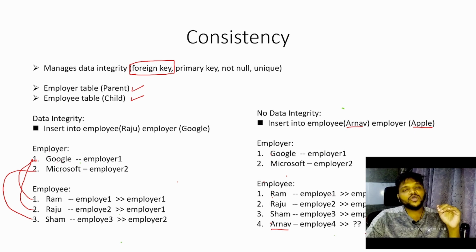But who is the employer for this? So what would happen? Let's say someone fires a select query and says, give me all the employees and their corresponding employers. Ram, Raju, Shyam, I have all the employers. What am I going to do with Arnav? There is no employer associated with Arnav because there is no entry present in the employer table. This happened, so now my data integrity is lost. For some records I am able to find the employer, for some I am not. So now my data is corrupted. My data is inconsistent. That's the reason integrity is important.